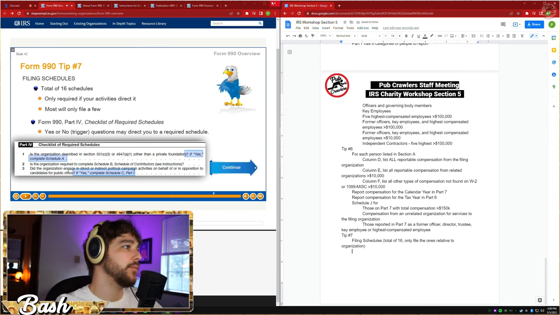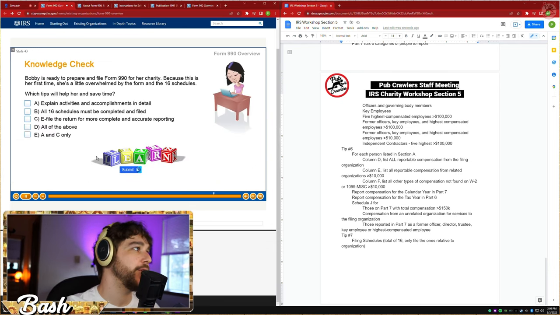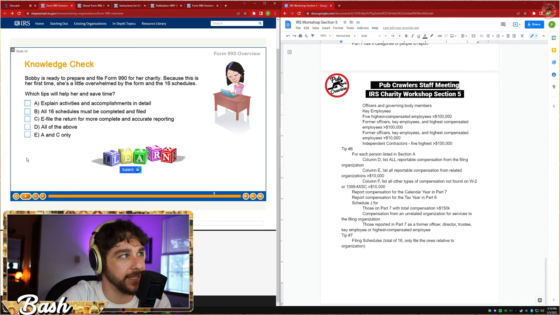Select the continue button for a knowledge check question. Okay, let's do it. Which tips will save Bobby time when filling out her Form 990? Bobby is ready to prepare and file her Form 990 for her charity because this is her first time. She's a little overwhelmed by the form and the 16 schedules. Which tips will help her and save time? A: Explain activities and accomplishments in detail. B: All 16 schedules must be completed and filed. C: E-file the return for more complete and accurate reporting. D: All of the above. E: A and C only.